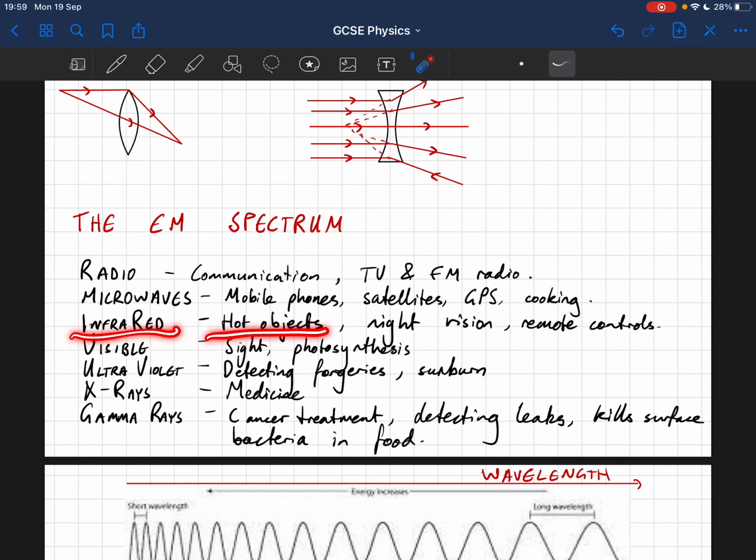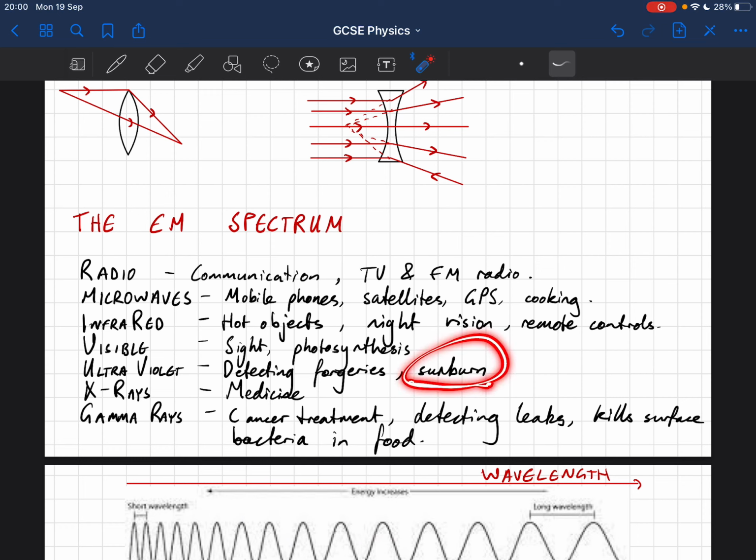Infrared, all objects that are hot give off infrared. It's used in night vision. It's also used in remote controls. Visible light we use for sight. It's also used by plants in photosynthesis. Ultraviolet light is used for detecting forgeries, sort of black light. You can shine ultraviolet light at special inks that will only show up under that light. It also gives a sunburn.